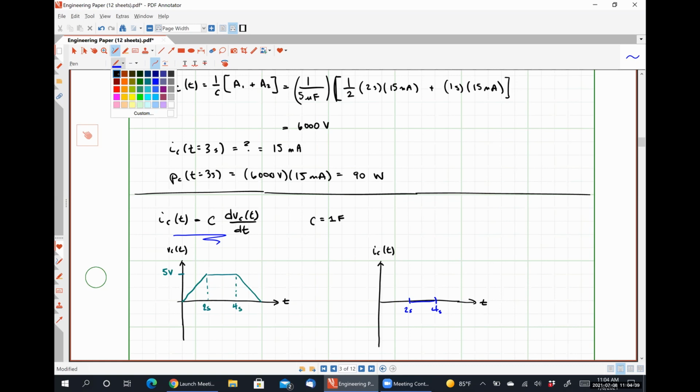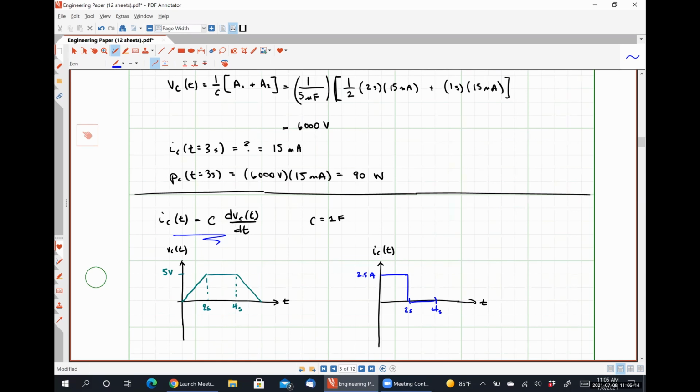Five over 2, right? 5 volts over 2 seconds. So 2.5 volts per second. When we multiply that by 1 farad, we would get 2.5 amperes. So over this particular interval, it is 2.5 amps. And then the current is going to abruptly drop down to 0 amps when the voltage goes constant.